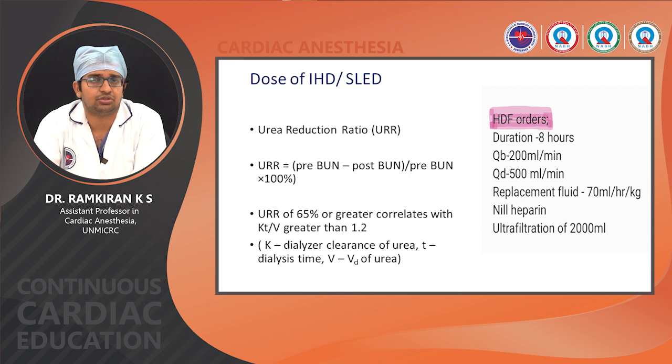Mention the duration. So if it is around 8 hours, give the blood flow, which is ideally around 200 ml per minute, and the dialysate flow, which you can write as around 500 ml per minute, and then replacement fluid has to be ordered accordingly, and the heparin requirement or no heparin requirement, and what should be the ultrafiltration. So all these aspects have to be mentioned in the prescription.